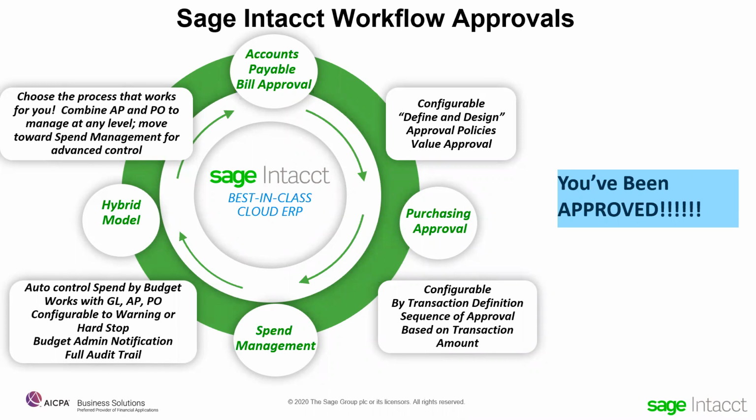So accounts payable bill approval is the first step that can be accomplished here. And it's all based on approval policies that you define when you implement accounts payable. Part of that may be an individual approval. It may be based on a dollar amount. And then we move to the second bullet, and that is around purchasing approval.